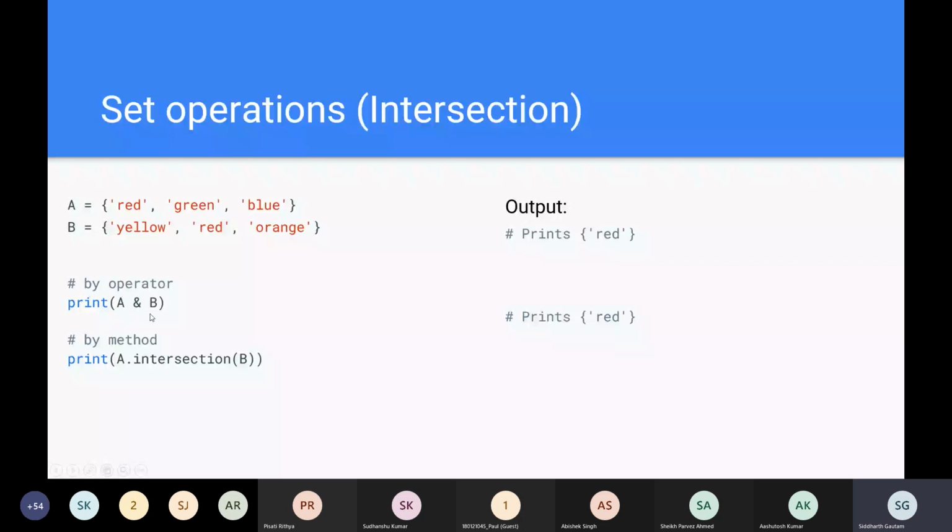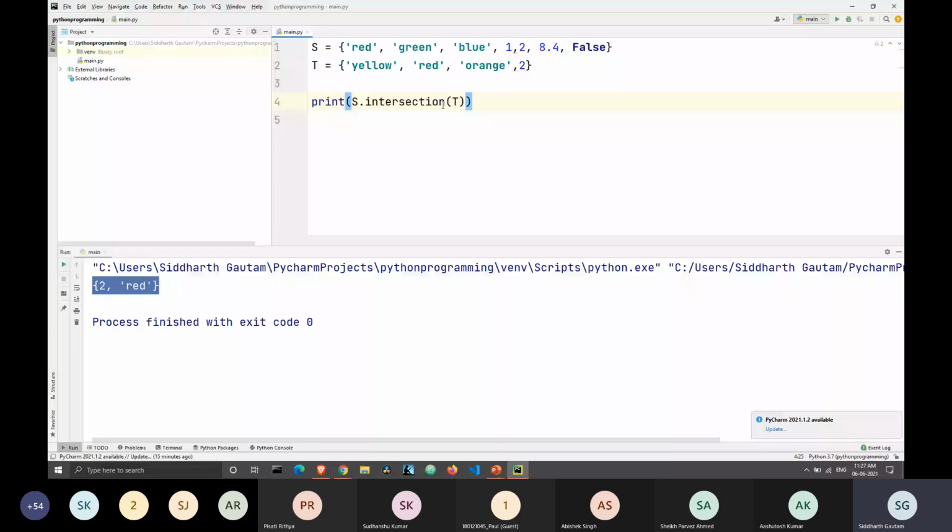And now we go back to our IDE. Okay, we are back here. And I will remove this intersection. And here, instead of writing intersection, I will just write S ampersand T. And let me remove the brackets also. And when I print this, the output is the same. It's 2 and red. So this is how intersection works.